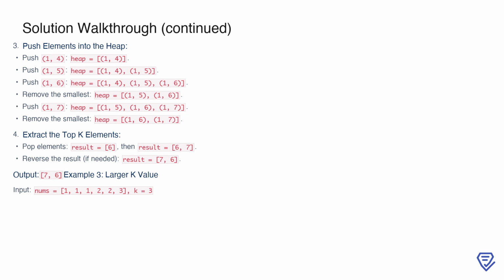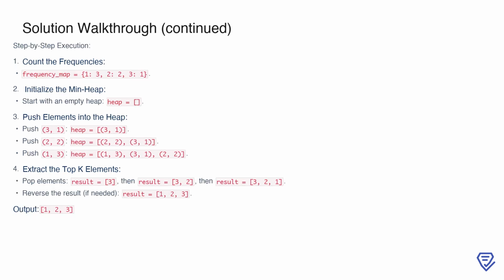Finally, we push (1, 7) into the heap, resulting in (1, 5), (1, 6), (1, 7). Again, we remove the smallest element to maintain the heap size of k, so the heap becomes (1, 6), (1, 7). From here, we extract the top k elements. Popping from the heap gives us 6, then 7, so [6, 7]. Reversing this list, if needed, results in [7, 6], which is our output for this case.